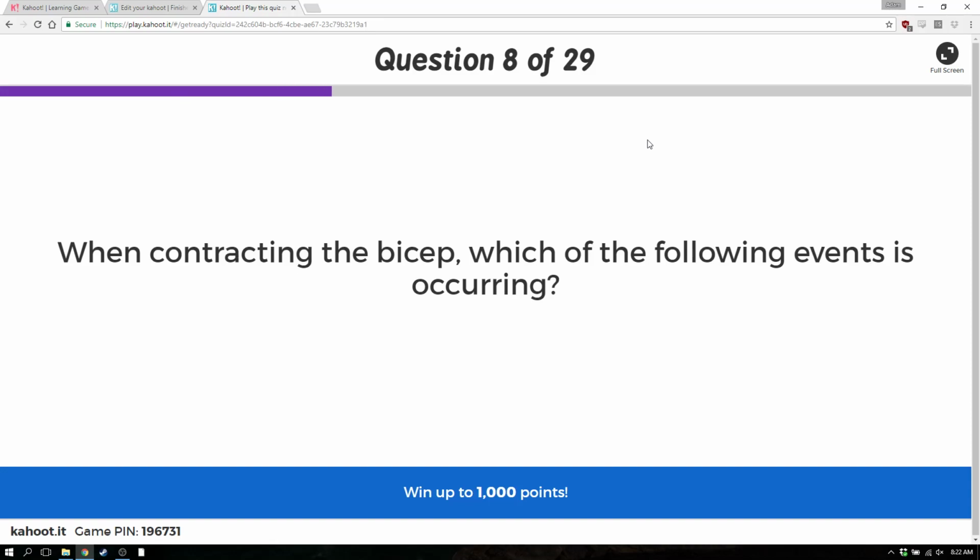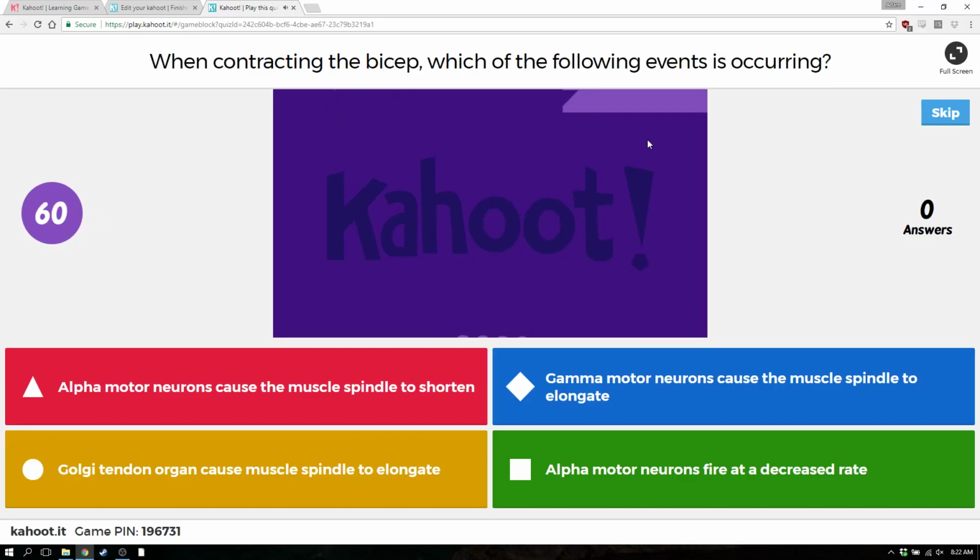Okay, so when contracting the bicep, which of the following events is also occurring? Oh boy.